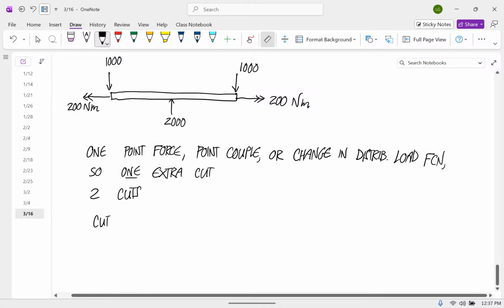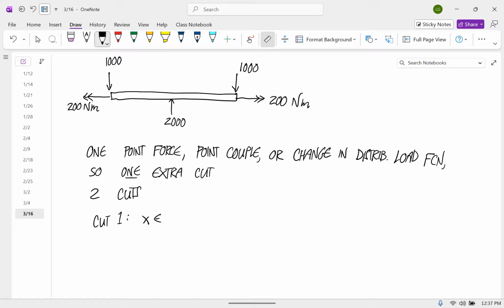So cut 1. This is for x's between, well, what are the ranges that the right end can be at? What are the ranges of x that this first cut can be valid for? Before 1 meter, yep. So anywhere from 0 to 1, not including the endpoints.